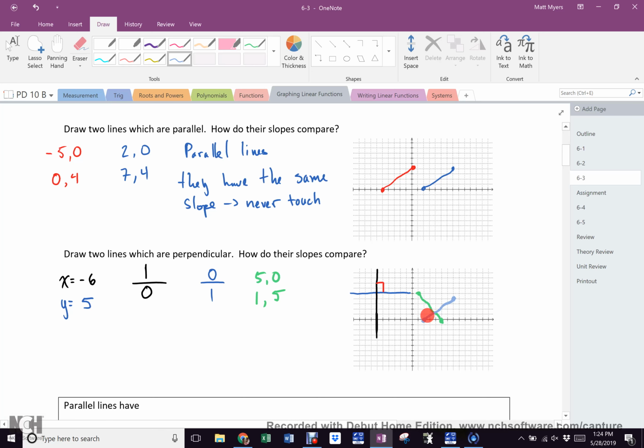You're not quite right. The blue slope went up from 0 to 4 is 4, and 2 to 7 is 5, correct? So the blue slope is 4/5, right? What's the green slope? It went up from 0 to 5, and it went from 5 to 1. How far is that?